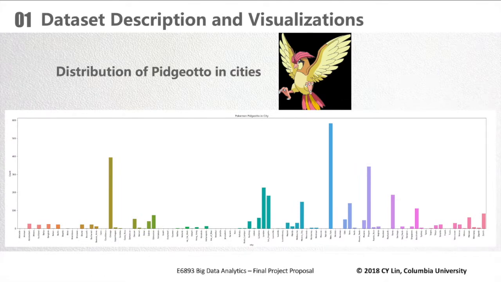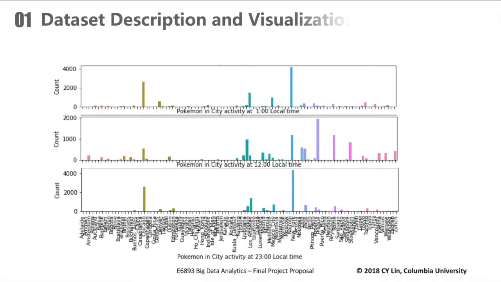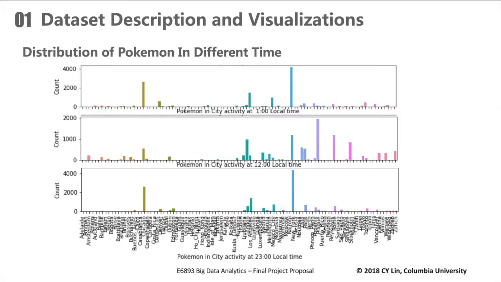This is the distribution of Pidgeotto in cities, and we can see that this is a common Pokemon, and most of them can also be found in New York. So from the above, we can see that different Pokemon have different distributions among cities. Some Pokemon may have higher appearance probability in certain cities.